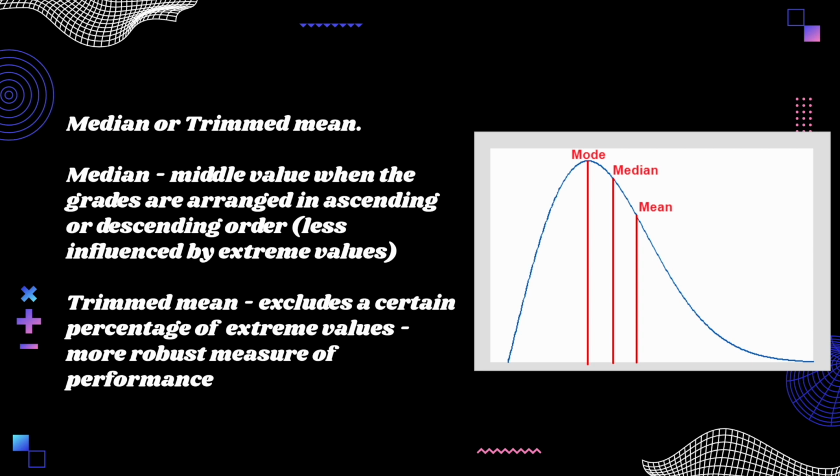This means that fewer students would be rewarded. To address this issue, using alternative measures of central tendency, such as median or trimmed mean, would be more appropriate. The median represents the middle value when the grades are arranged in ascending or descending order, and it is less influenced by extreme values. Similarly, the trimmed mean, which excludes a certain percentage of extreme values, can provide a more robust measure of the typical performance.